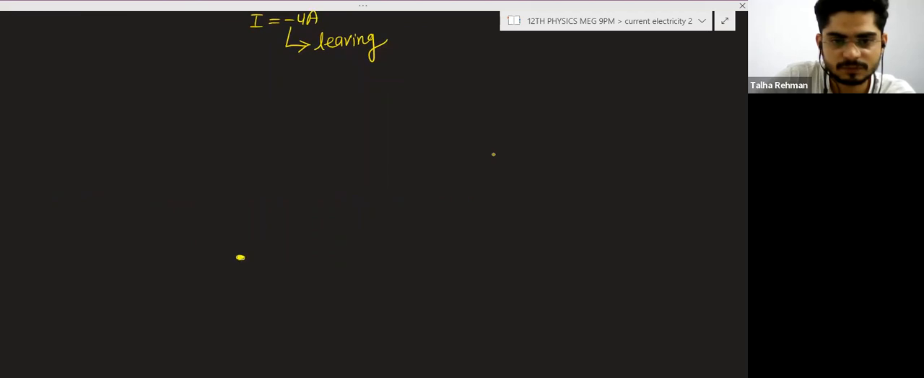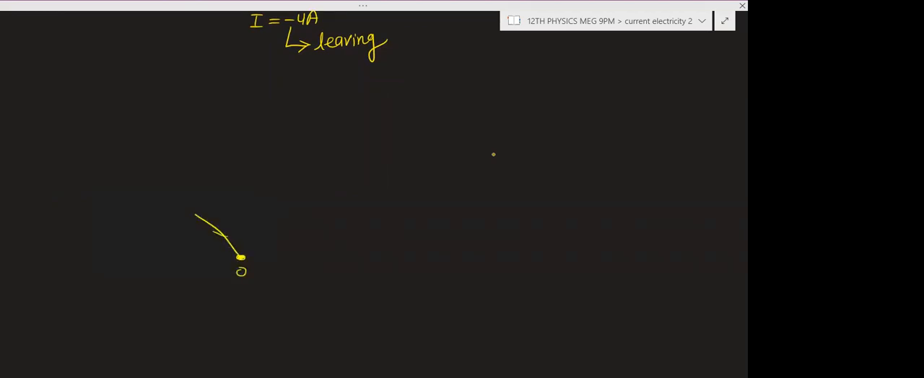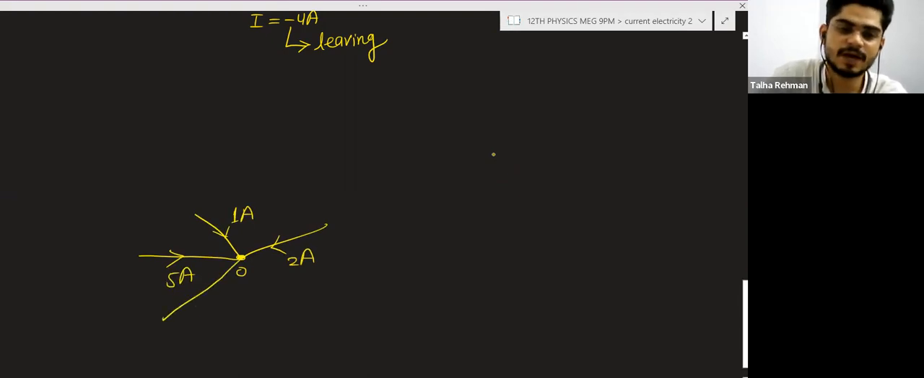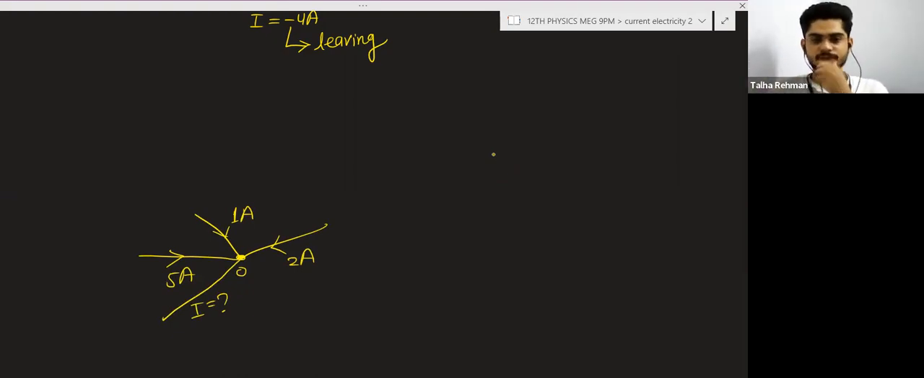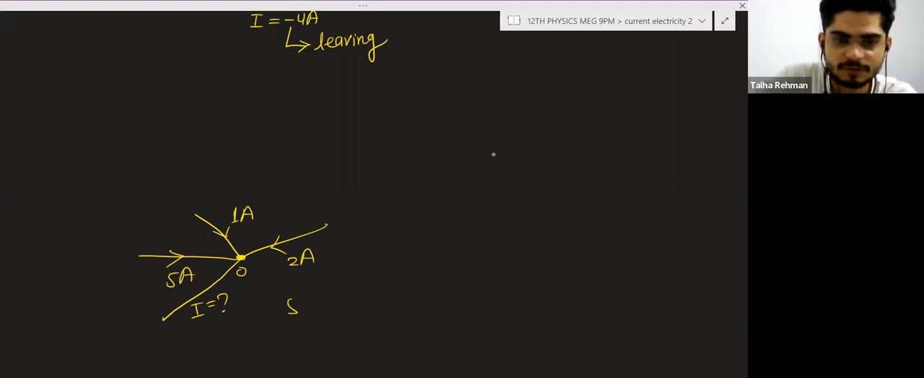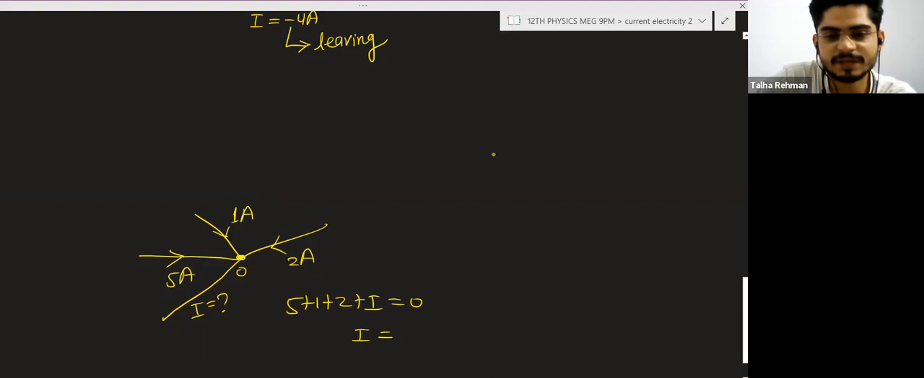Just for me, just solve one question. This is a wire. Here the current is coming like this. Here 1 ampere is coming, here 2 ampere is coming, and in this direction 5 ampere. What is the current in this wire? Here you have to find I, and you have to apply the same. At the junction the summation of current is 0, and entering current you will take positive. So 5 plus 1 plus 2 plus I equal to 0. You will get I equal to minus 8.